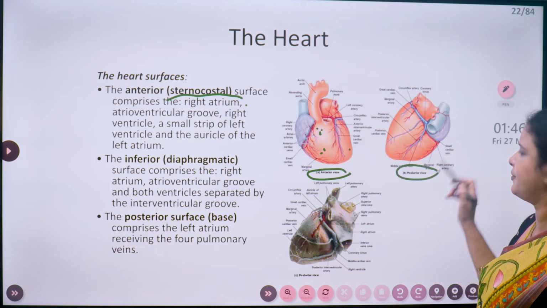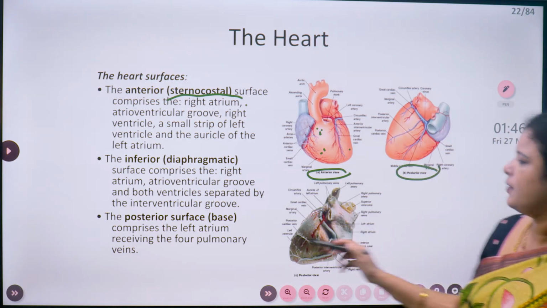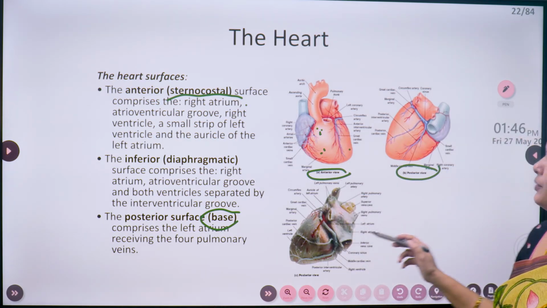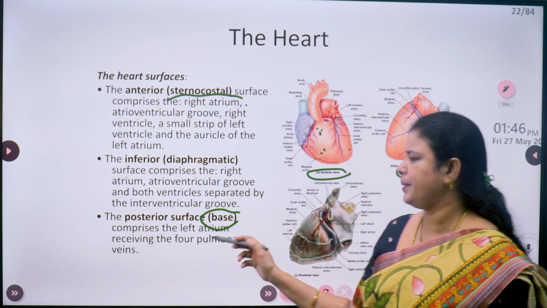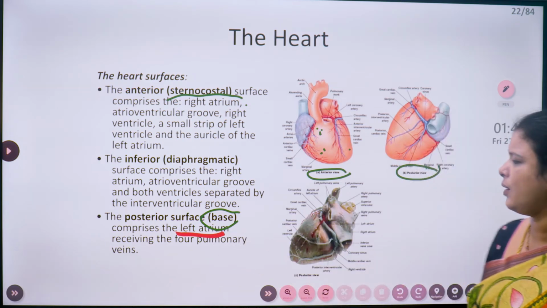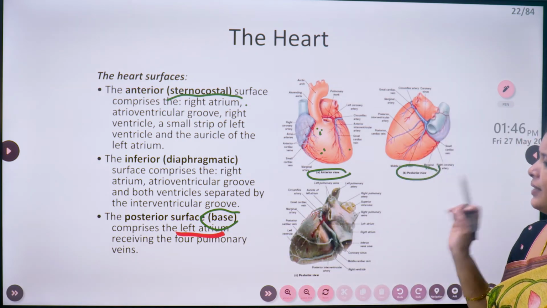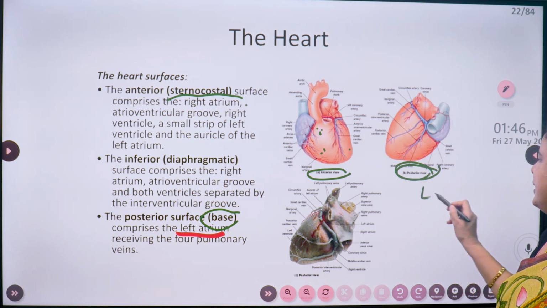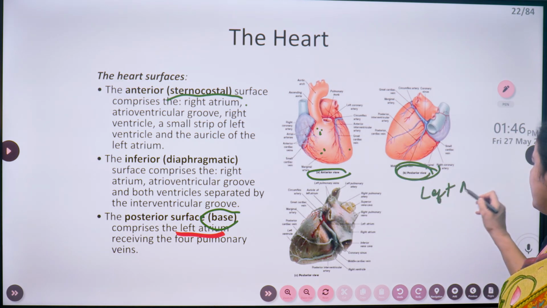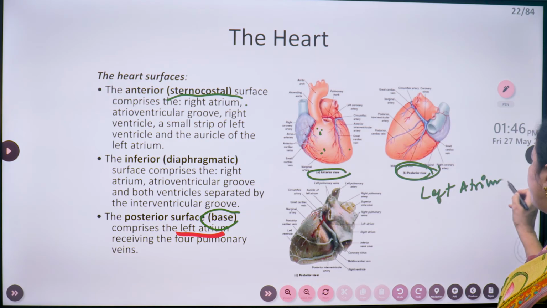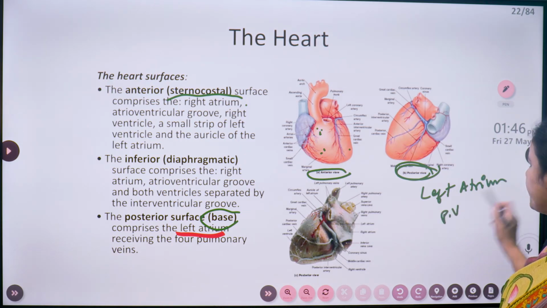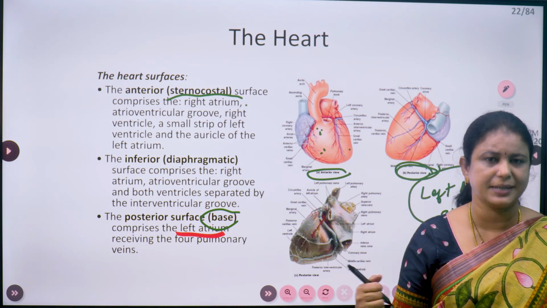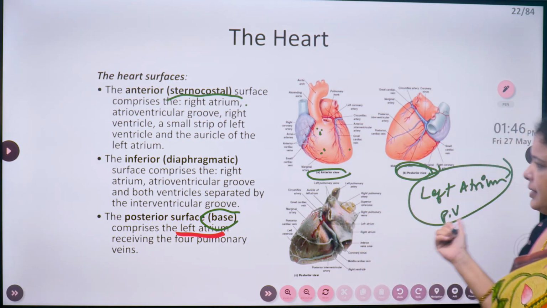Next, the posterior view. The posterior view is comprised by the base. Mainly, it will have the left atrium receiving the 4 pulmonary veins. So in the posterior view of the heart, we can find the left atrium and pulmonary veins.